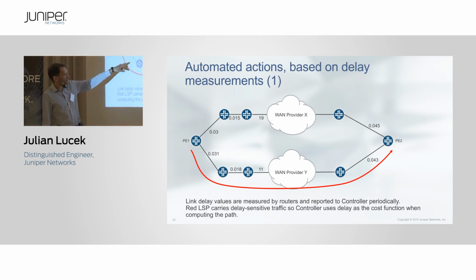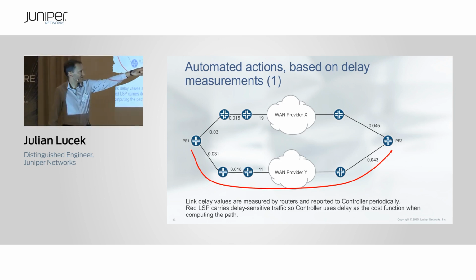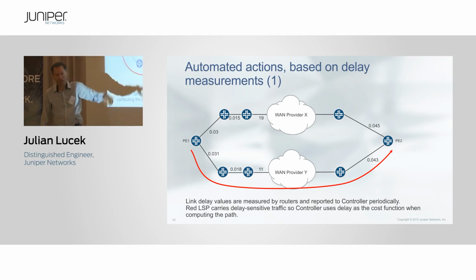NorthStar knows what the latency of each link is through the telemetry reporting, and so you can ask it to compute the lowest latency path from PE1 to PE2 at the other side. And at the moment, you can see that this is the lowest latency path. Of these latencies, the dominant one is the ones across the WAN. These are all local links, so they've got very small latencies. You've got 11 here across the WAN compared to 19 up there, so this is the shortest path.